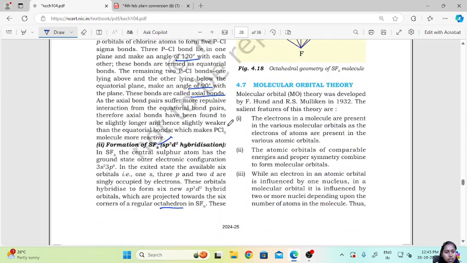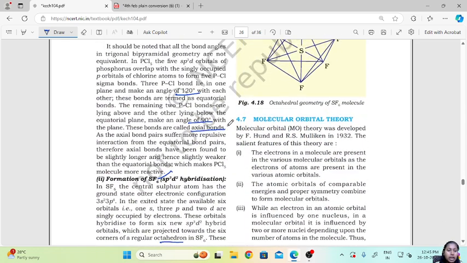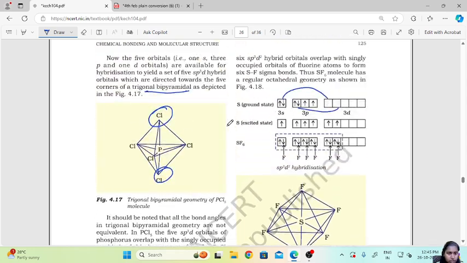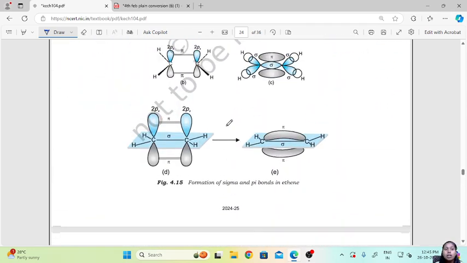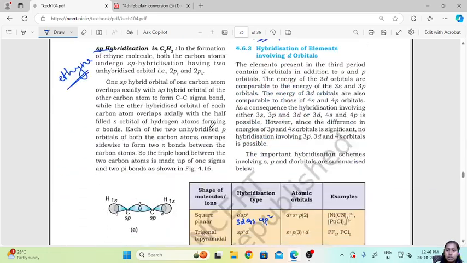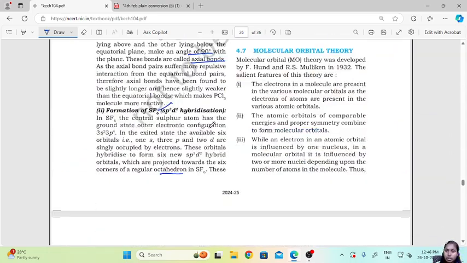So in today's video we have seen what hybridization is, types of hybridization, and features of hybridization. In our next video we will learn about molecular orbital theory.